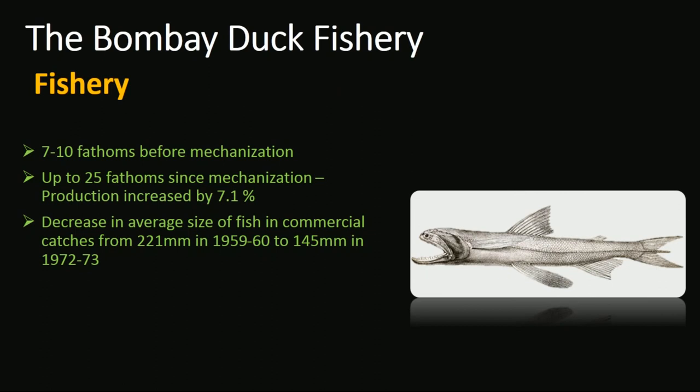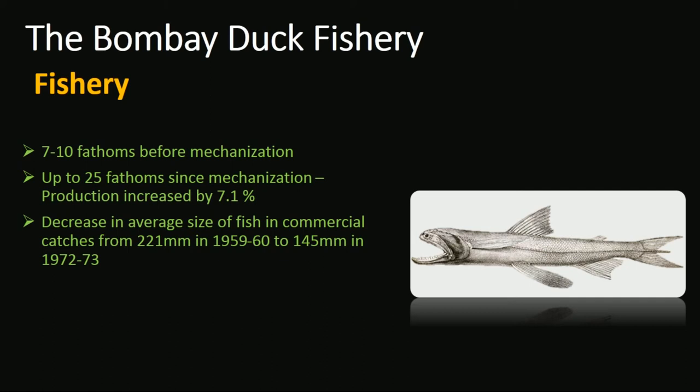Before mechanization and modernization of the fishing crafts and gear, the fishery was caught from 7 to 10 fathoms only. Now, after mechanization, the nets reach up to 25 fathoms, and this mechanization increased the production by 7.1%.